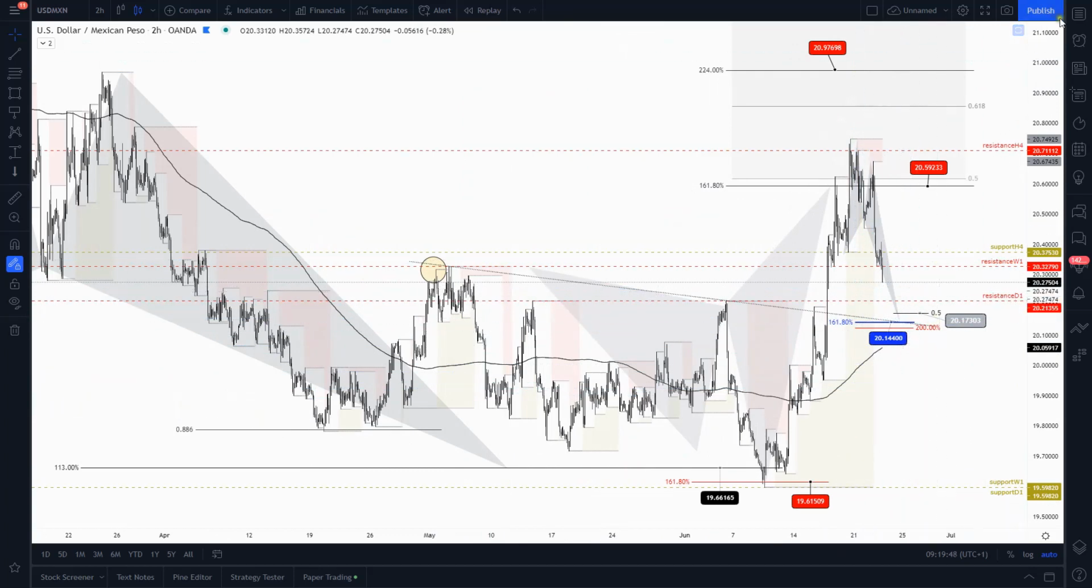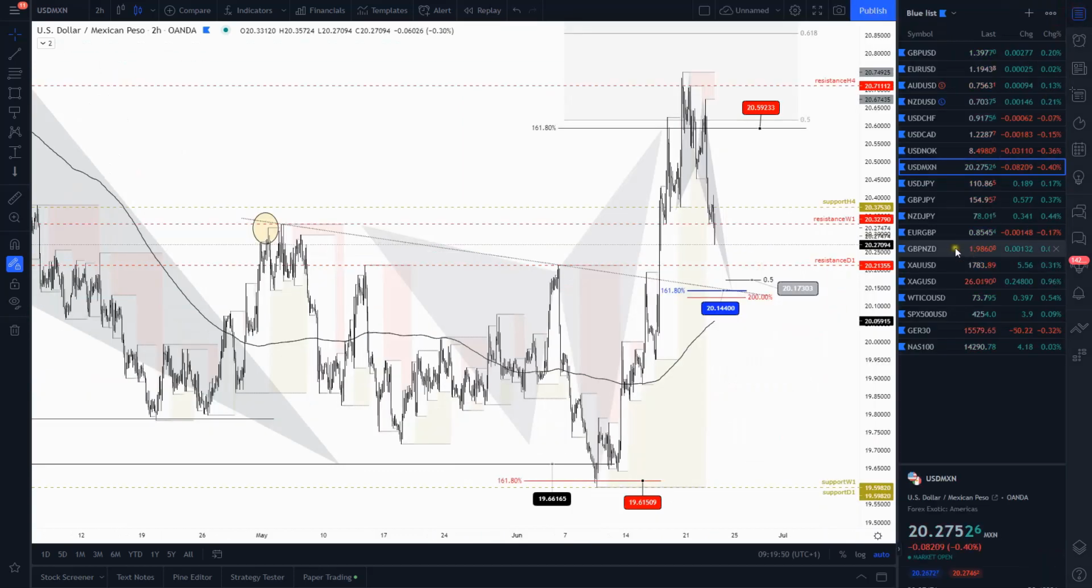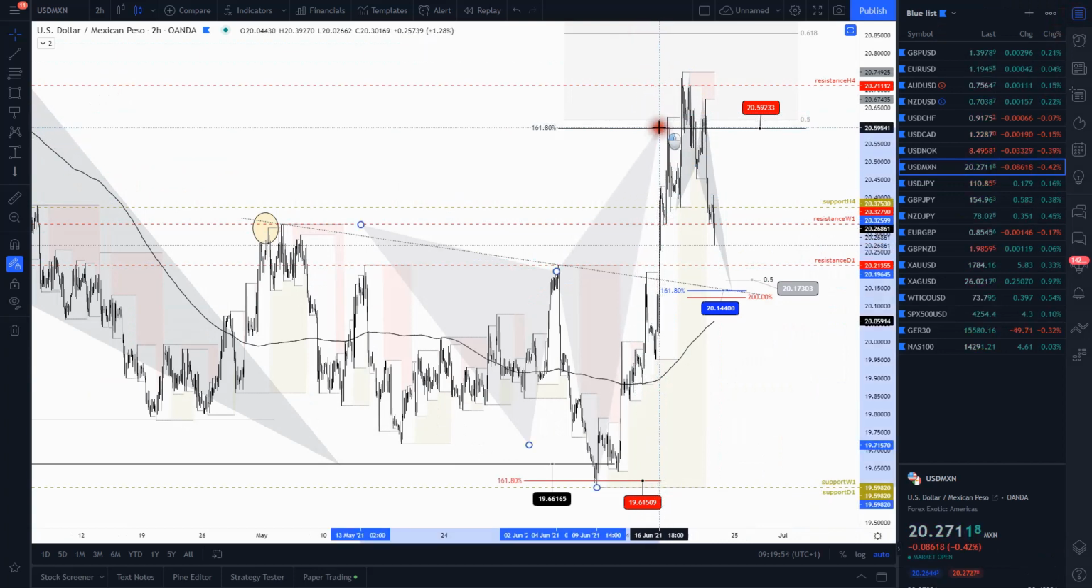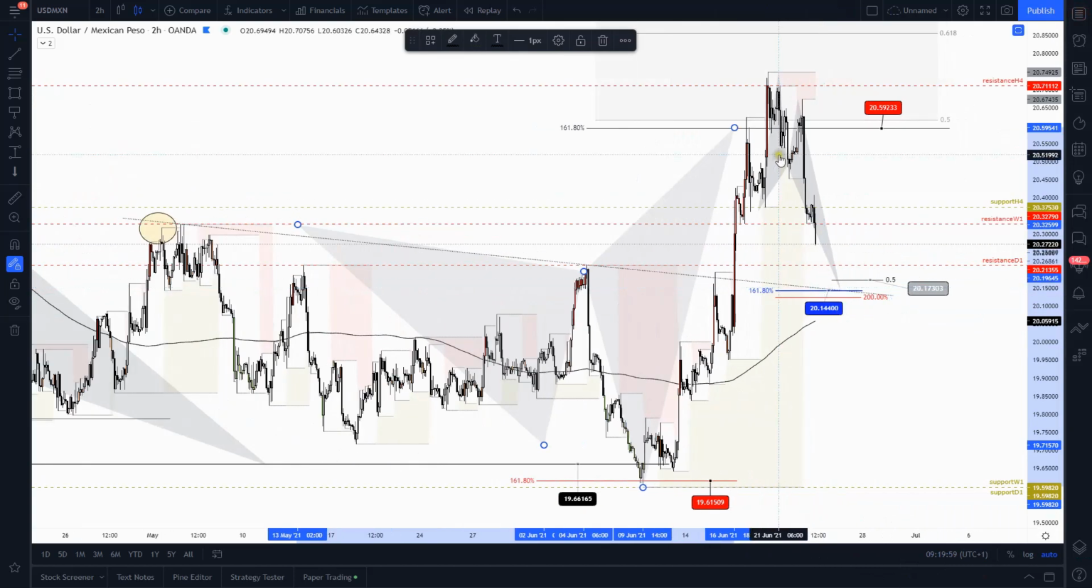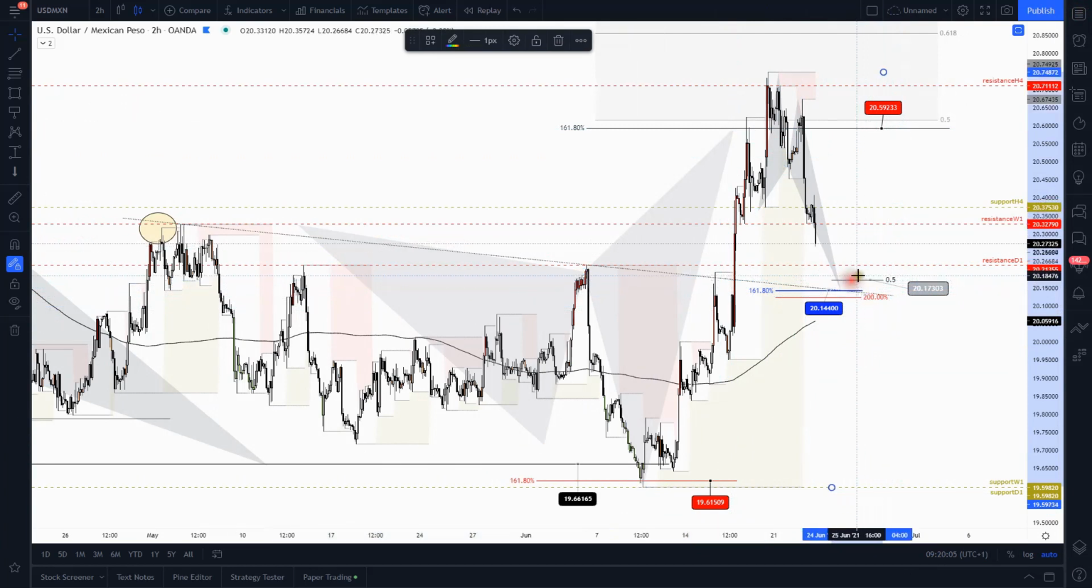Let's see if the price will find some pressure at that zone. Note that we are also trading the bearish shark pattern completed at the golden Fibonacci level, which will suggest at least the 50% Fibonacci retracement.